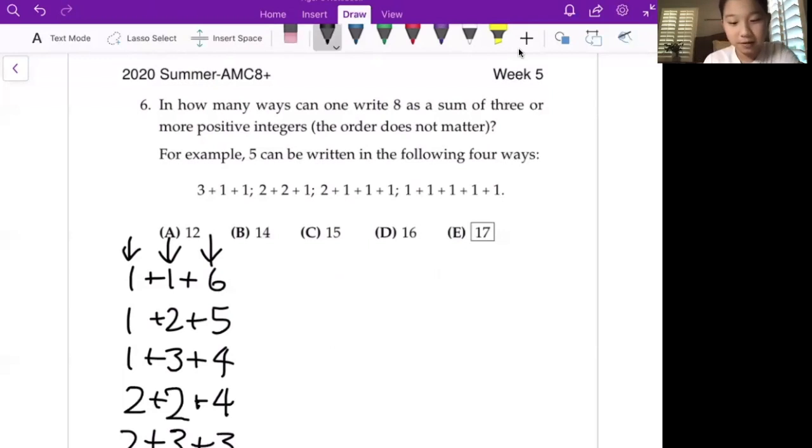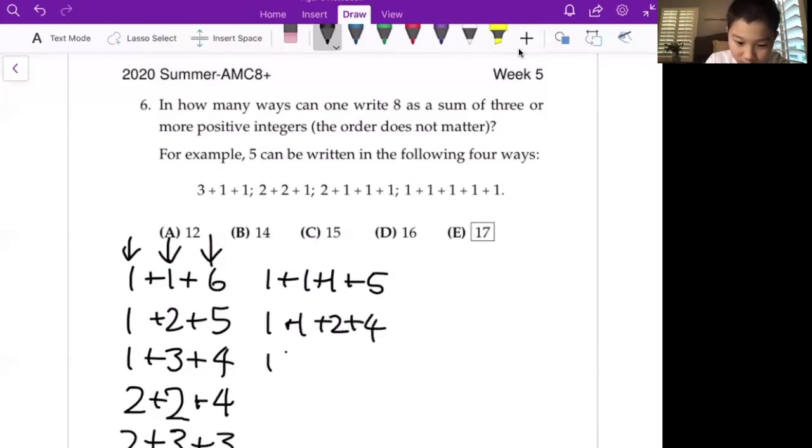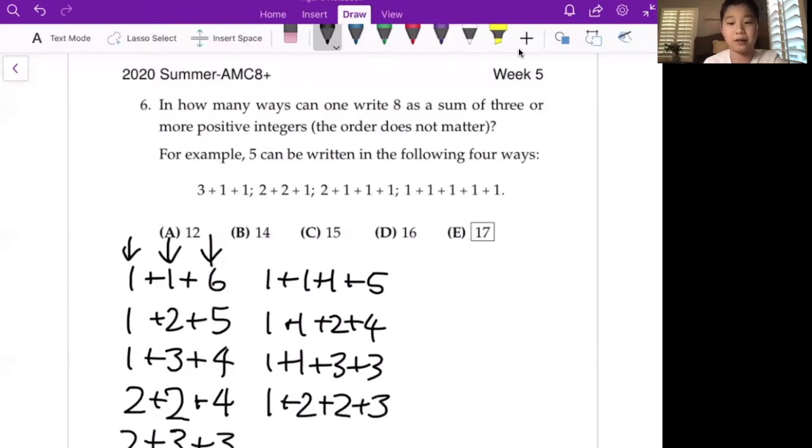Now, so we can go on to the 4-digit, since the 3-digit ones are all used. 1 plus 1 plus 1. Now, what must be the other number? 5. Same thing, except now we have 4 numbers to add. 1, 1, 2, 4. 1, 1, 3, 3. Now, we can't make the tens digit anymore, the tens digit, as I call it. So I'll make 1, 2, 2. Then this must be 3 for the sum to add up to 8.